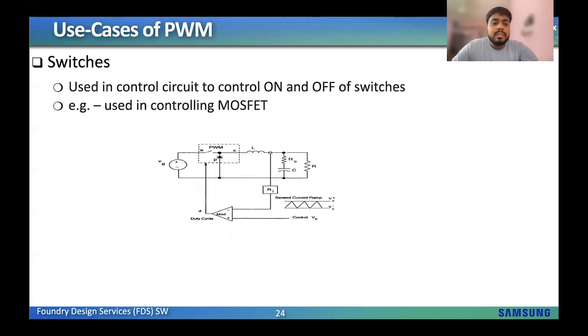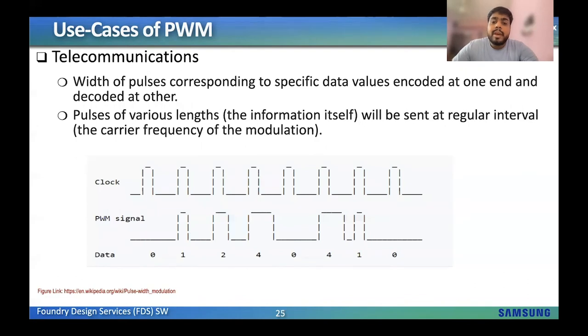Also, PWM devices find their use in switches. In control circuits, the PWM device can be used to control on and off switches. It's used in controlling the MOSFET in many circuits. PWM devices are also used in telecommunication. In telecommunication, the usage is based on the pulse width of the PWM signal.